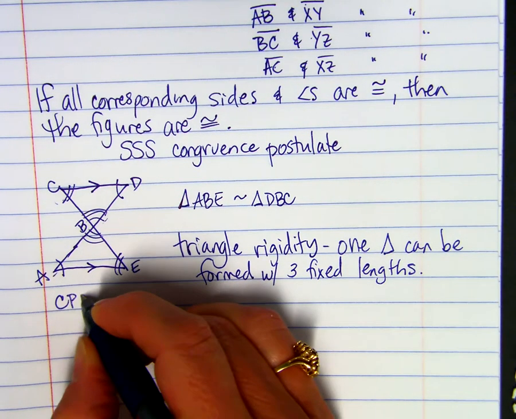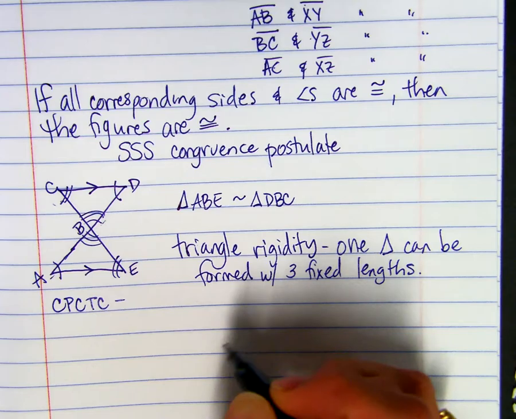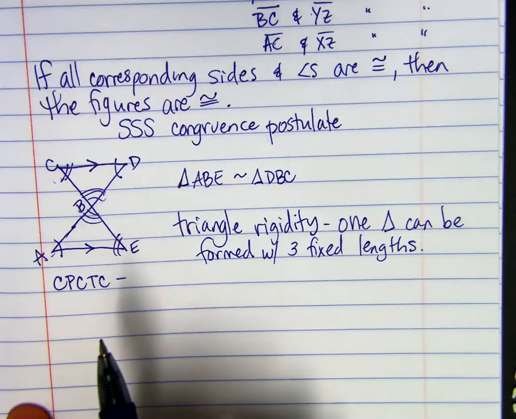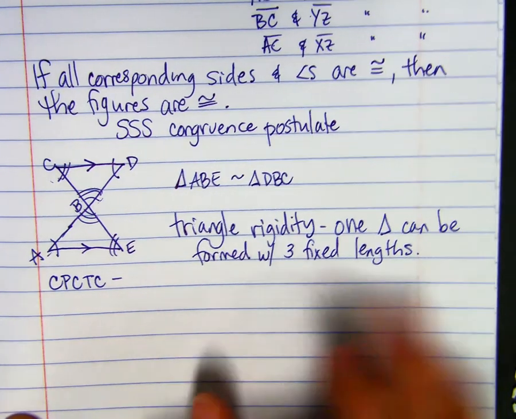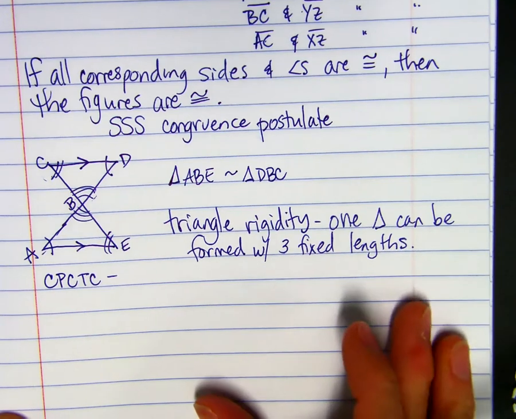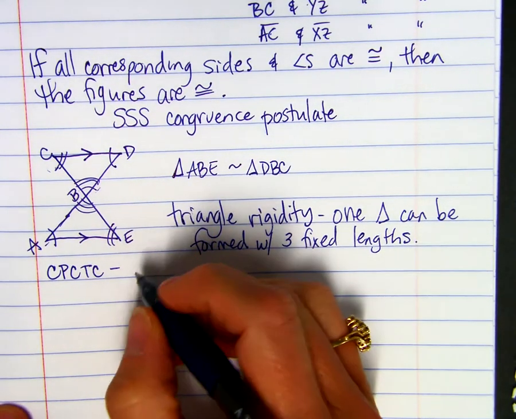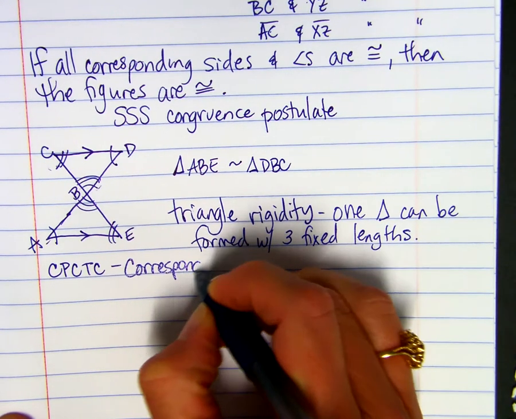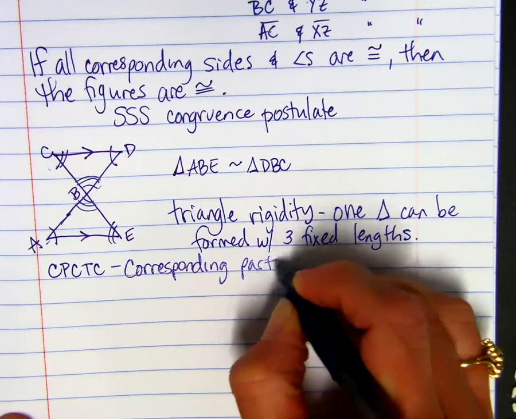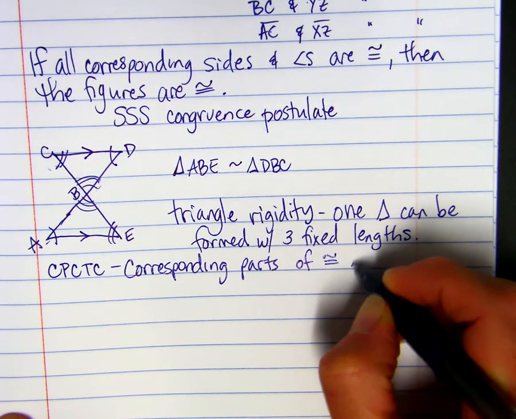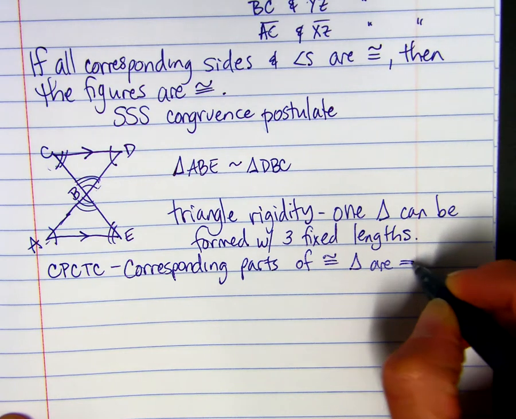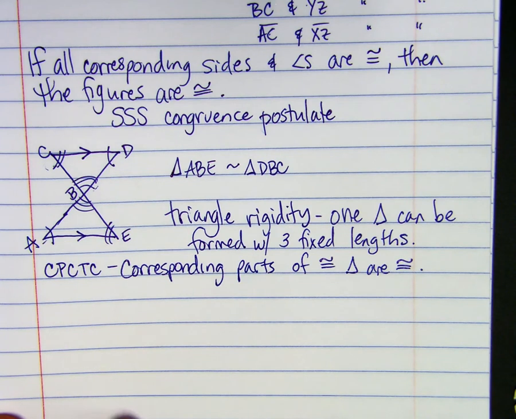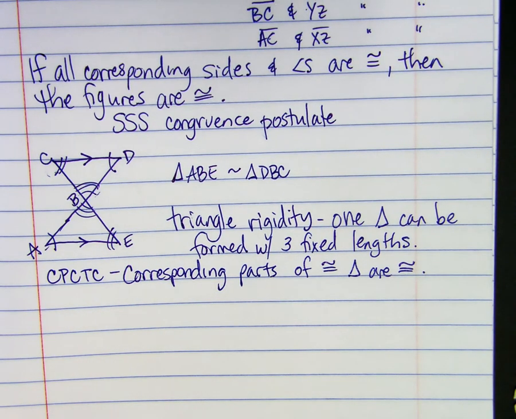This, you're maybe going to want to laugh, but don't. CPCTC stands for... So we can use this in our proofs. The problem is knowing when to use it. So I'm going to try to teach you, and we'll be using it a lot. So I'll try to help you as we go through our problems. CPCTC means corresponding parts of congruent triangles are congruent. So what that's saying is, if you know the triangles are congruent, then you can say all of their corresponding parts will be congruent.